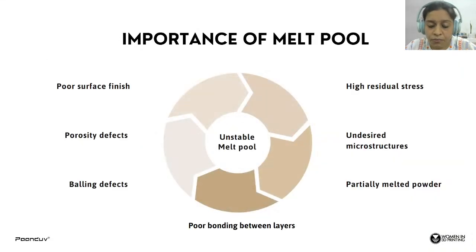So one unstable melt pool can give rise to a lot of abnormalities in the system, which can be related to poor surface finish, porosity defects, balling defects, high residual stresses, undesired microstructure, partially melted powder, and poor bonding between the layers.